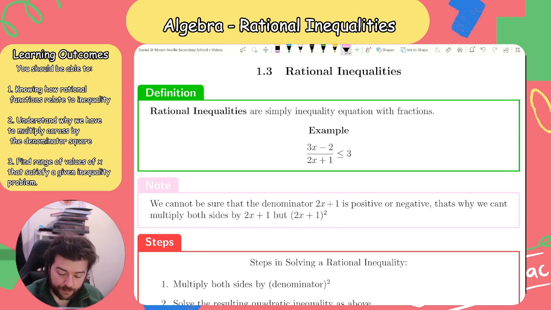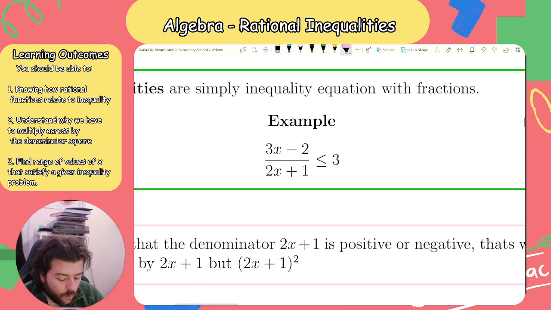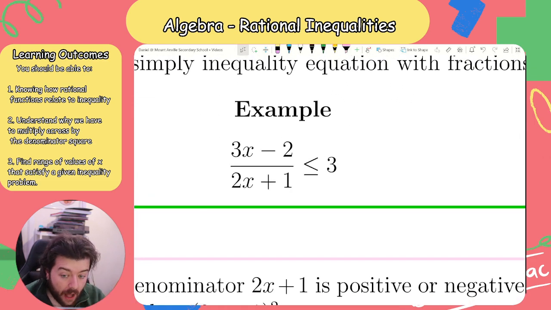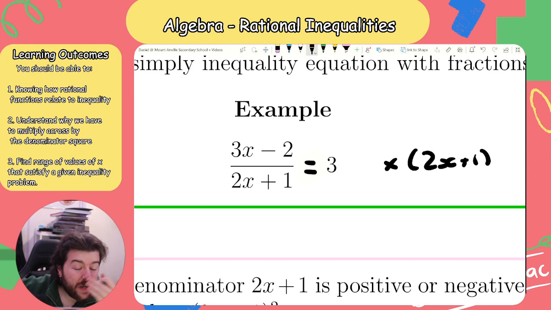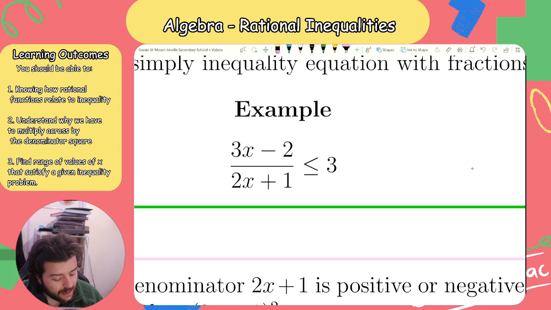The only caveat with rational inequalities is this. If we had a normal rational equation, say if that was just equal to 3 here, I would multiply across by 2x plus 1 to get rid of the fraction, because we don't like fractions. We want to get rid of fractions whenever we can. But I'm not dealing with equal signs. I'm dealing with inequality signs.